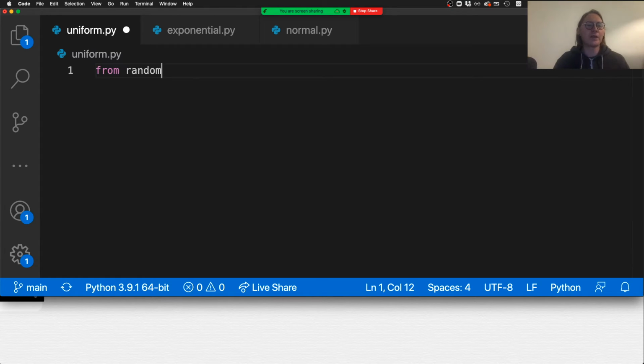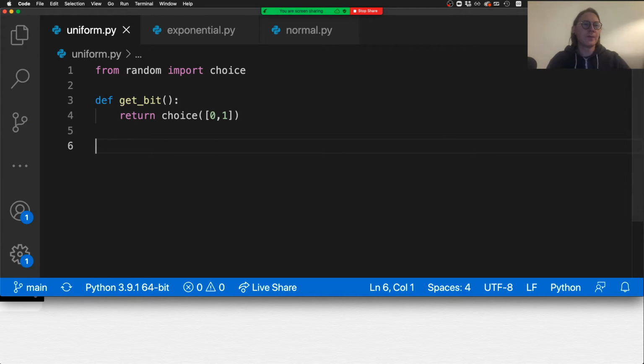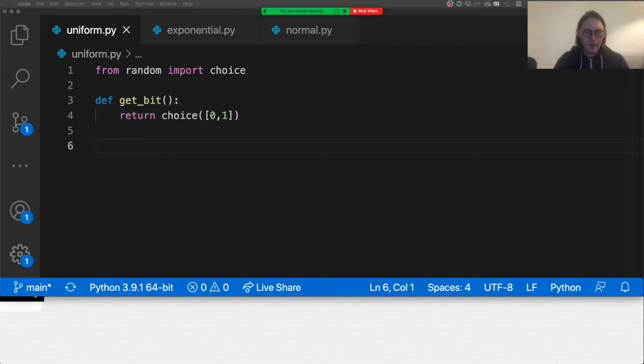I'll just say from random import choice, and I'll define get bit, and this is just going to return a value from 0 or 1, right? So from here, we can just generate some random binary.